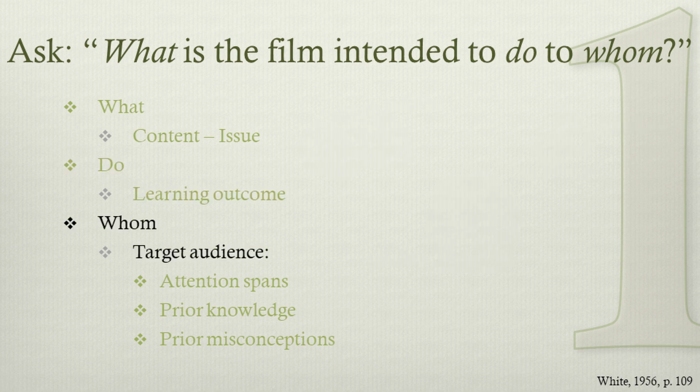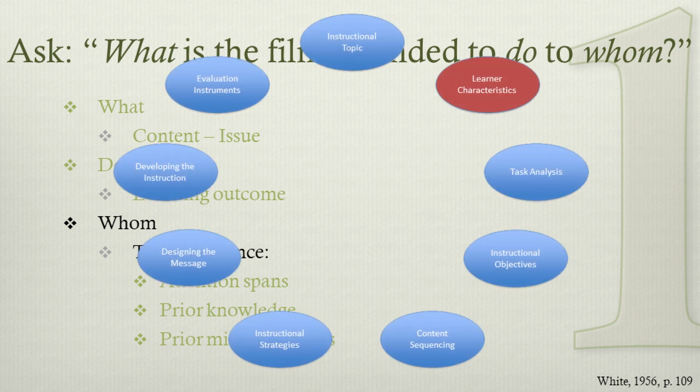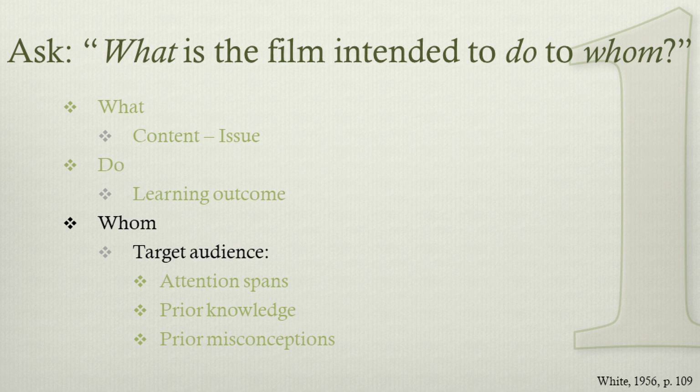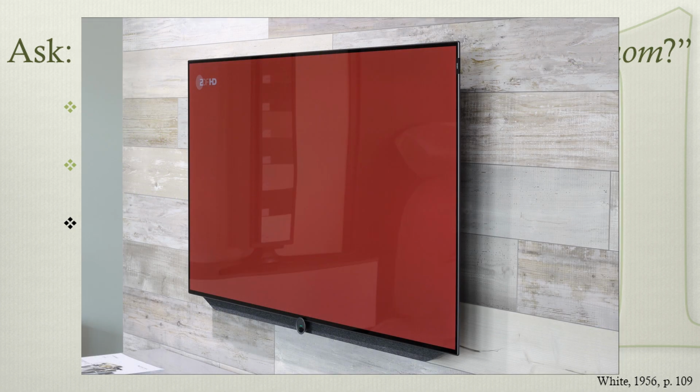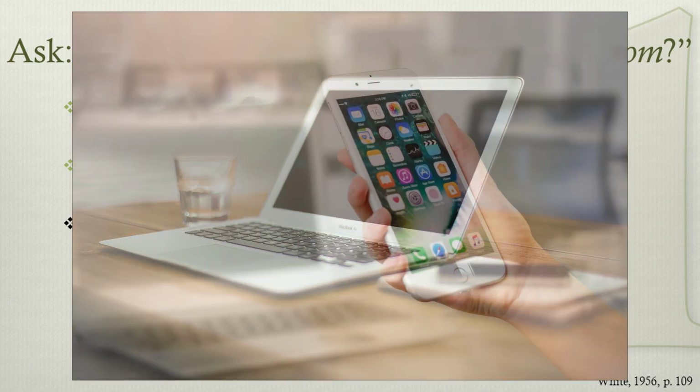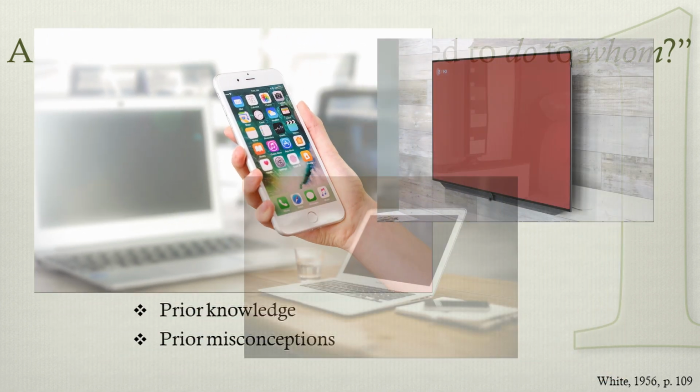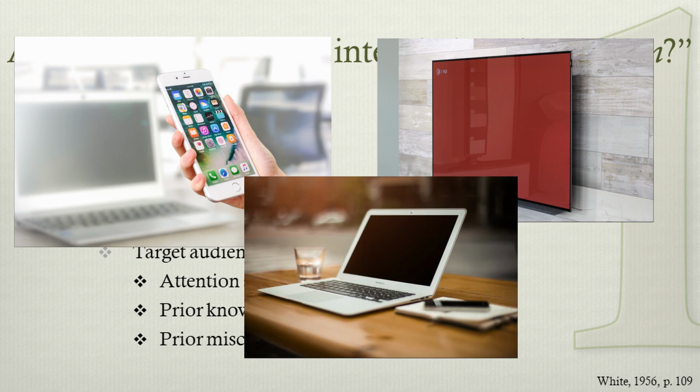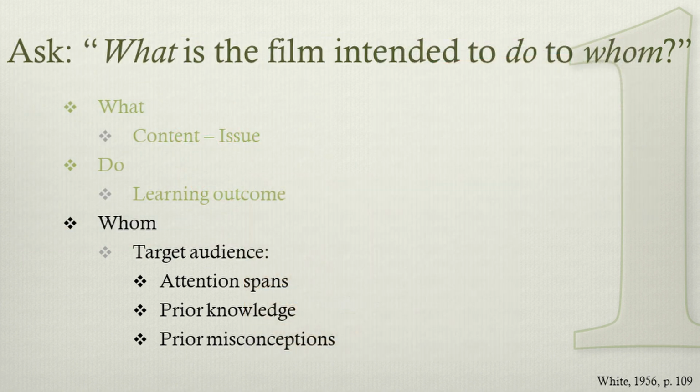Ask who your target audience is. The learning analysis found in the second stage of the Morrison, Ross, and Kemp model emphasizes the importance of this stage of planning. You need to examine your audience's attributes, such as their attention spans, prior knowledge, and prior misconceptions. Today, I would also add how your audience will consume your videos. Will they watch them on their giant 6-foot TV screen in their living room, on their laptop, or on their phone? Knowing how big or how small their screen will be will impact how you film your video.